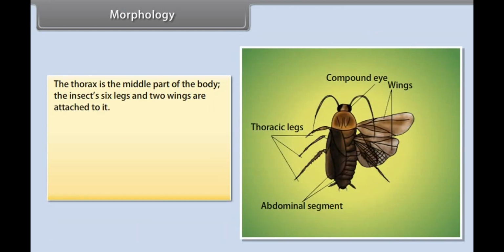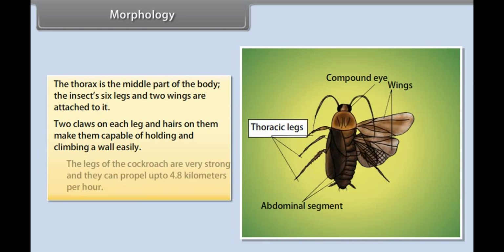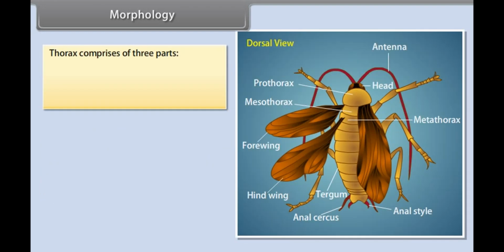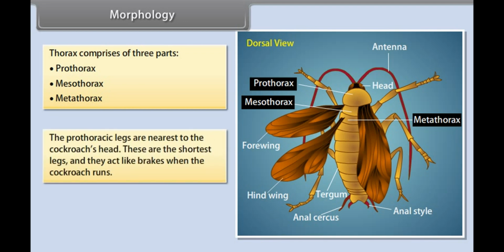Morphology. The thorax is the middle part of the body. The insect's 6 legs and 2 wings are attached to it. 2 claws on each leg and hairs on them make them capable of holding and climbing a wall easily. The legs of the cockroach are very strong and they can propel up to 4.8 kilometers per hour. The thorax comprises 3 parts: prothorax, mesothorax, and metathorax. The prothoracic legs are nearest to the cockroach's head.